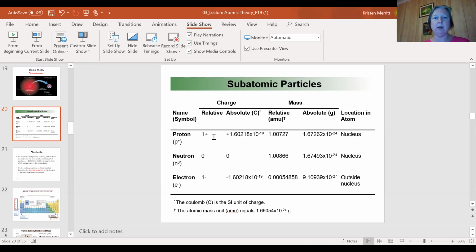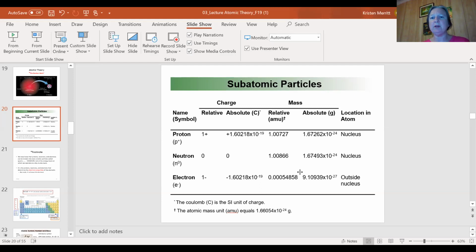And if you look at it, the charge of the proton is identical to the charge of the electron. That makes sense because it has to be balanced. So you would need the proton and electron, positive and negative, to be identical to balance each other out.